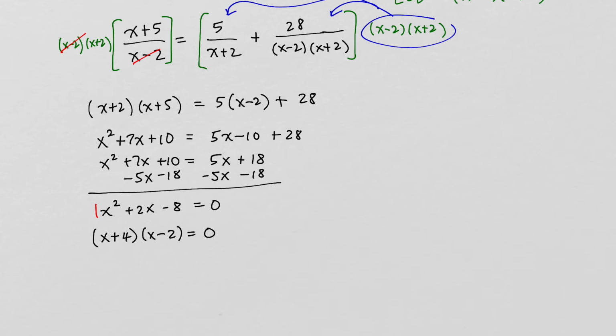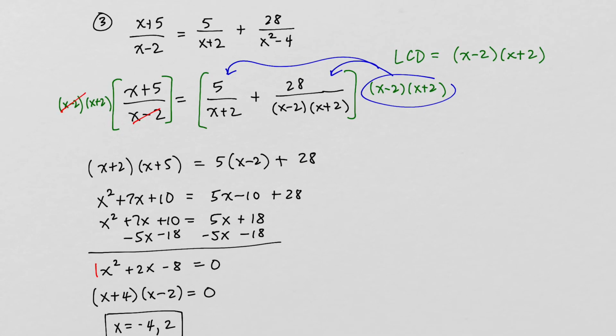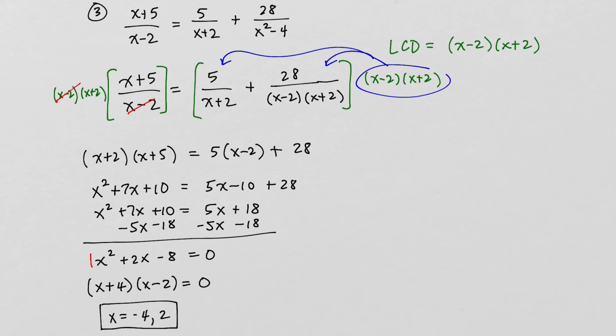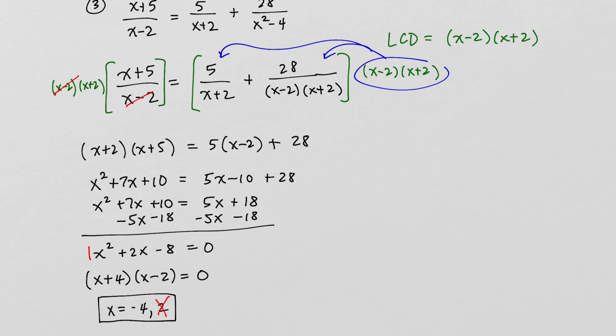And finally, we set each one of these equal to 0 to get our two answers, negative 4 and positive 2. However, when you're solving a rational equation, you always have to go back to the beginning to check your answers. So I want you to notice that the answer x equals 2 is actually not an answer, because if you plug x equals 2 in here, you will be dividing by 0. So we have to exclude that from our answer. So as it turns out, our only answer is negative 4.